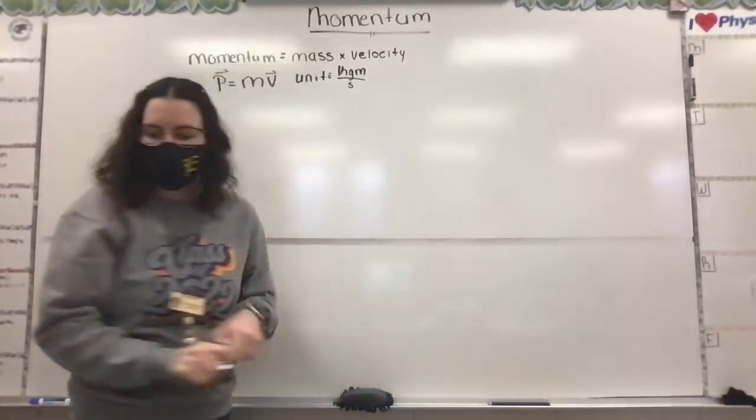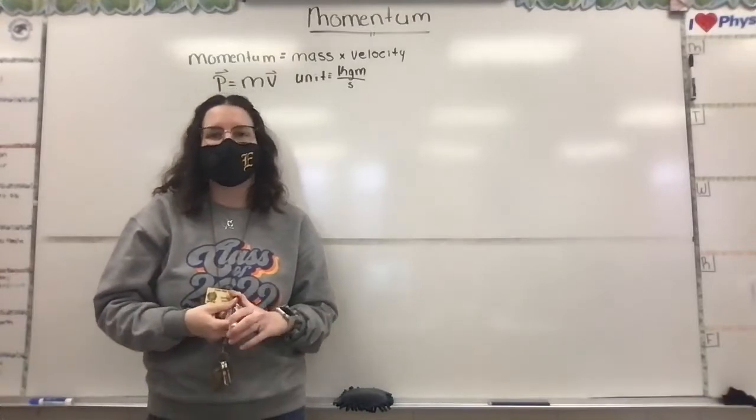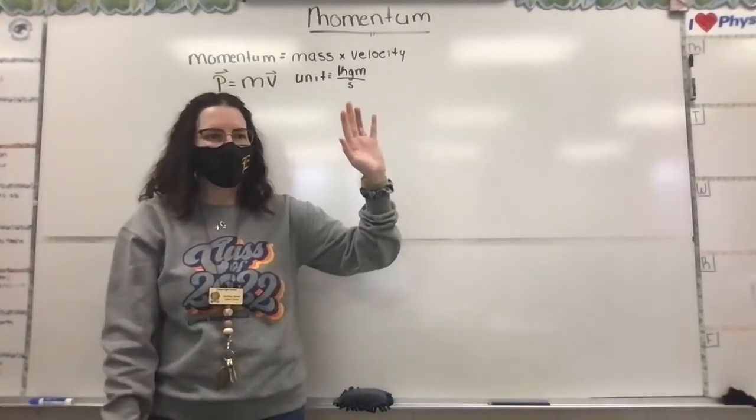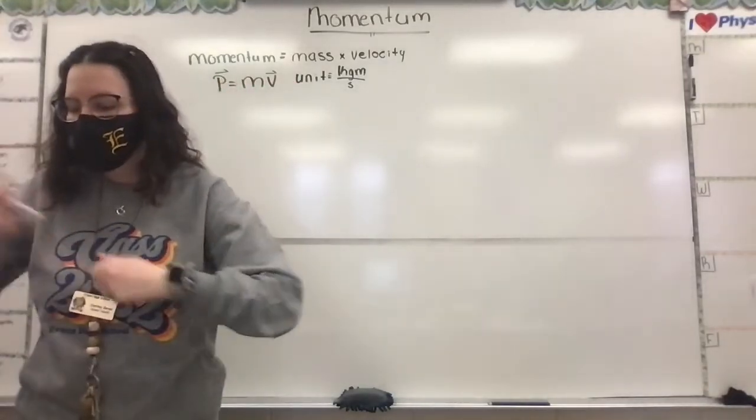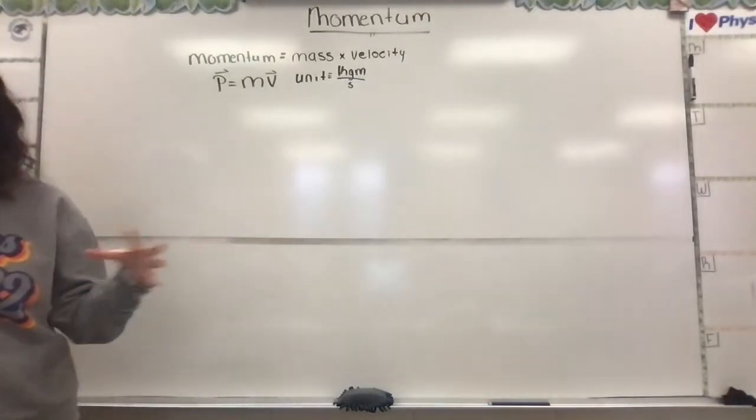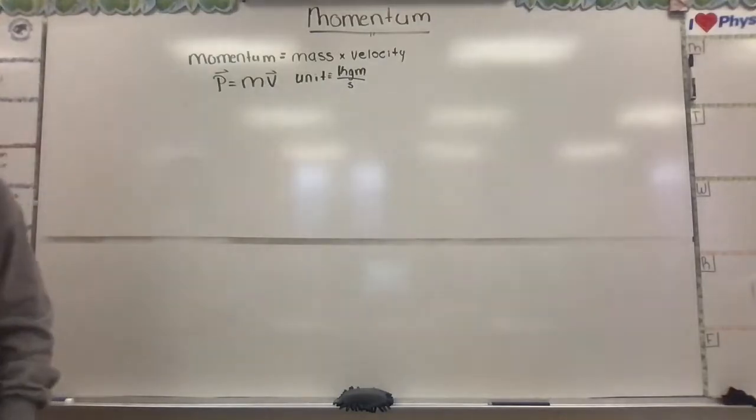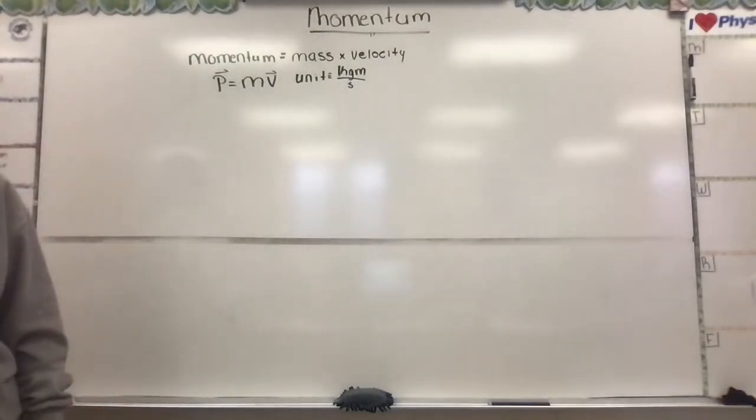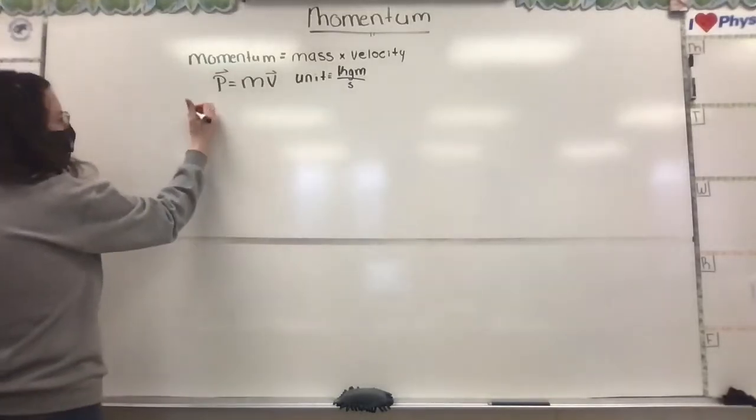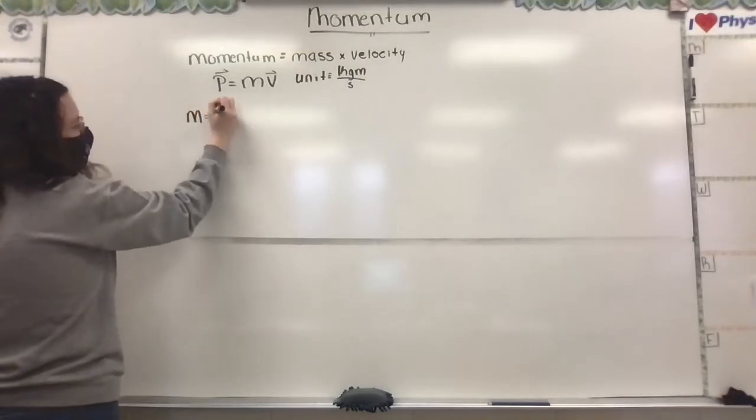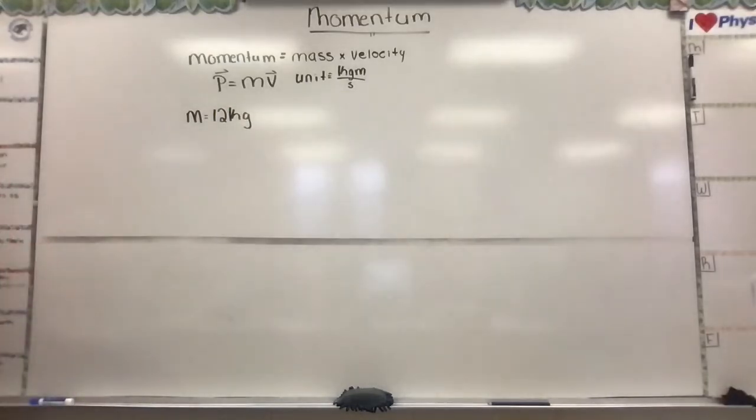Okay. So let's think about another one. Who in here has a dog or a cat or something that gets excited to see you when you get home? Do they come running to you at the door? Okay. So let's talk about how fast whatever runs to you when you get home. Let's say that our dog has a mass of 12 kilograms, about a 26-pound dog, give or take.